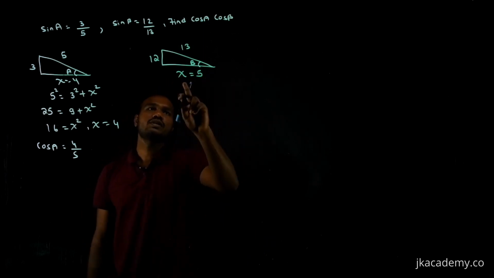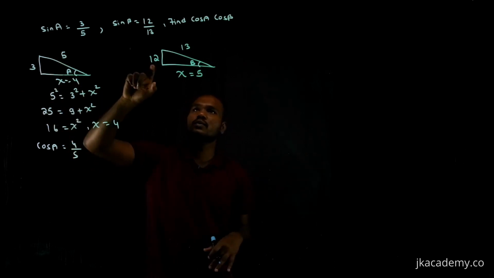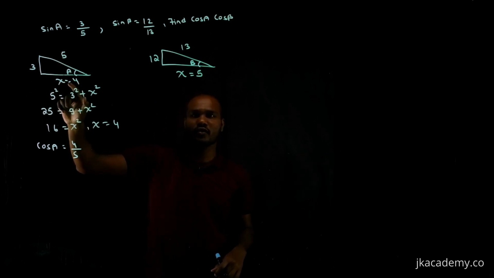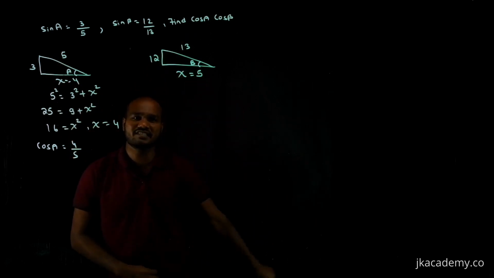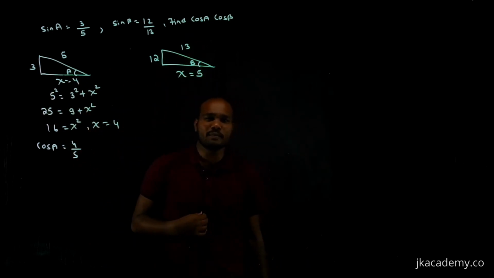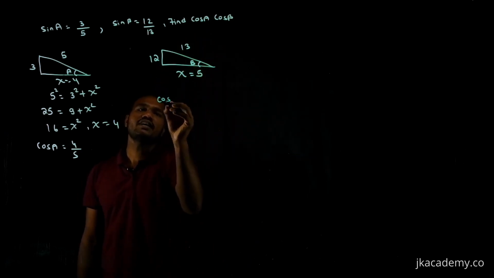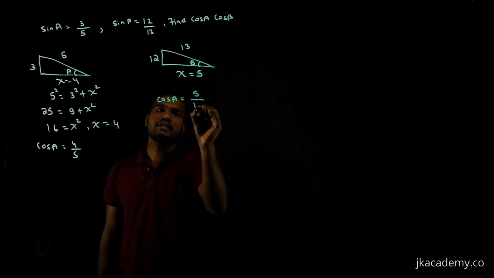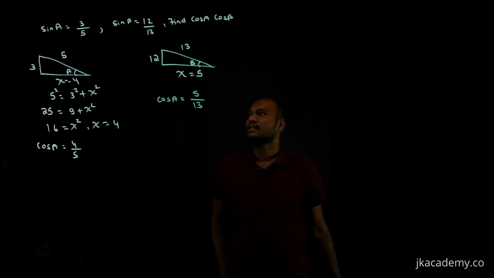Once you know the 5, you should remember now: if 3 and 5 are given, there will be 4; if 12 and 13 are given, there will be 5. These are called triplets, 3, 4, 5 and 5, 12, 13. These are the most repeated numbers, so remember this. Now cos B is adjacent by hypotenuse, 5 by 13. Figured it out? Is it simple?